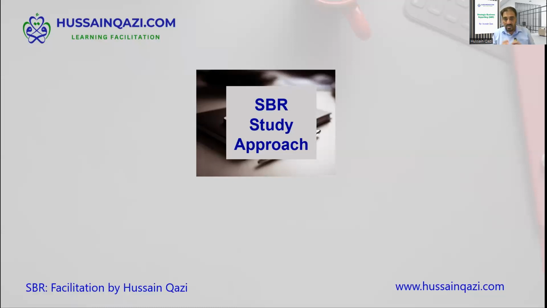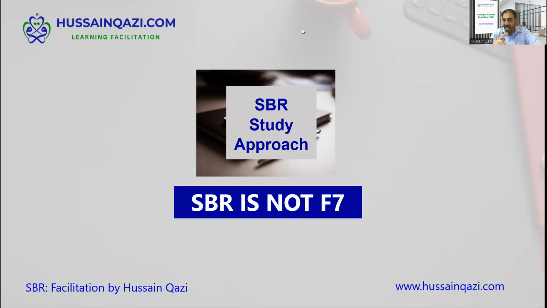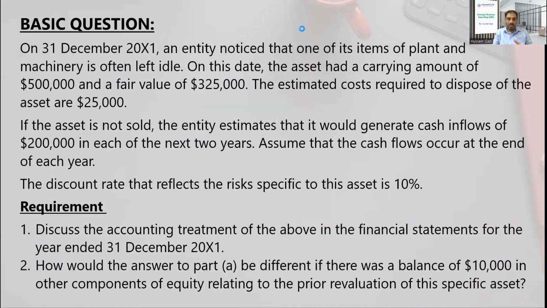Now the session is about SBR study approach. With this session, we will discuss a practice question, and the agenda for that particular practice question is this: SBR is not F7. We will cover an example where we need to conclude that SBR is not about FR or F7. It's more than that. So let's conclude this point with a particular question.